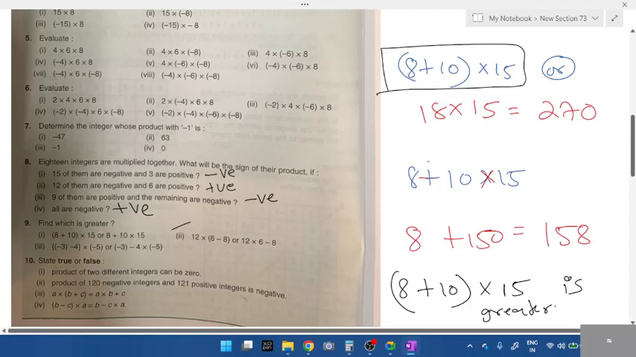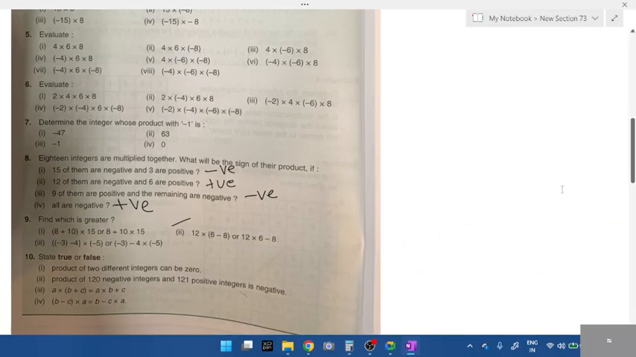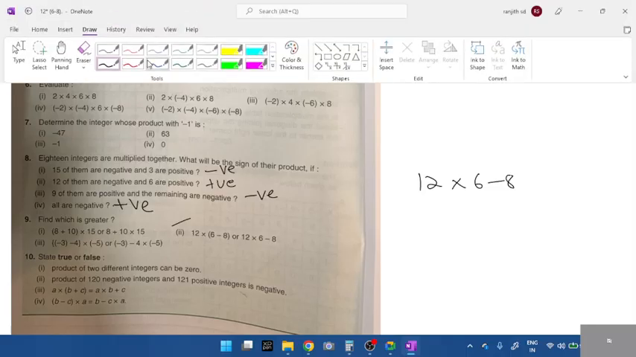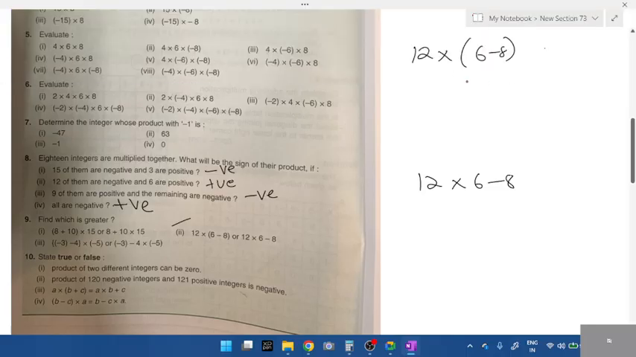Okay, tell me the answer, Alicia. What's the answer for the next one? Explain this question. First, which one do you have to solve? Bracket. 6 minus 8 is minus 4 or what? What is it?